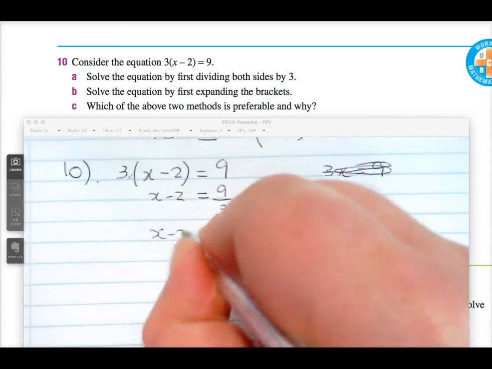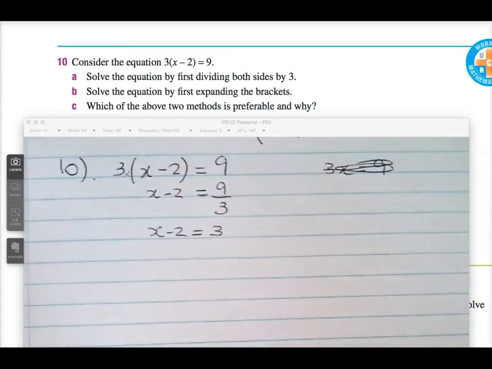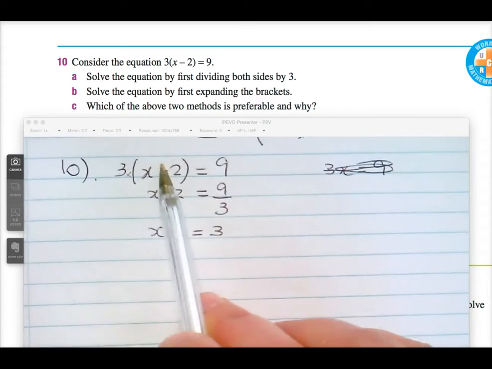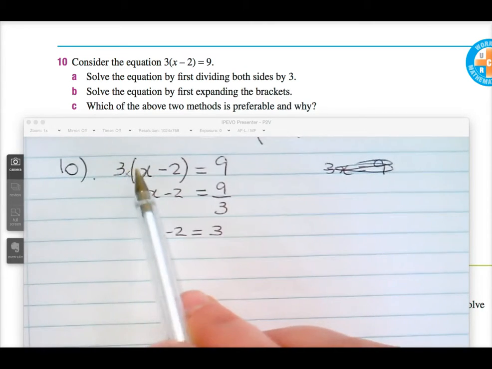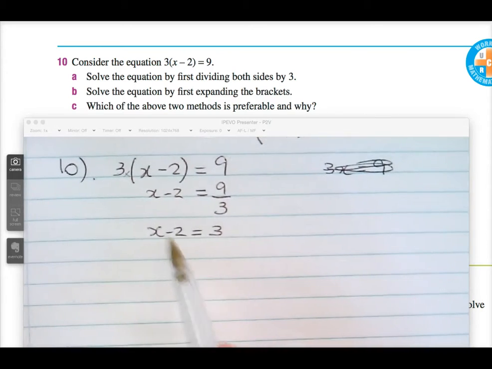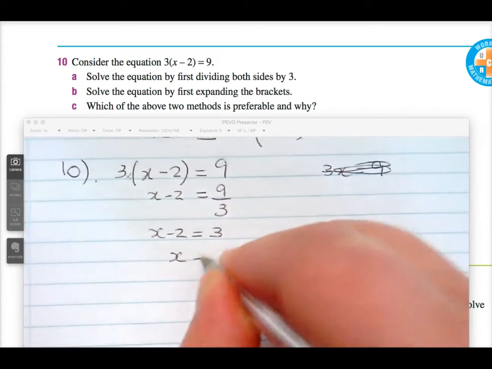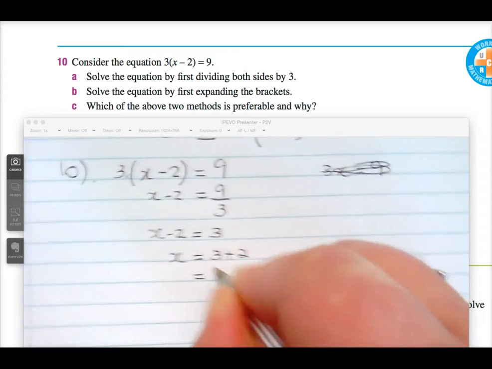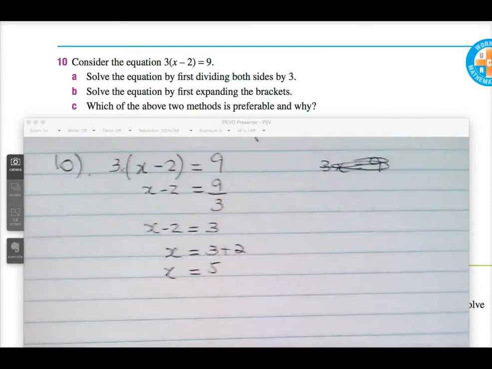Do you see what I've just done? You can do it this way. So x minus 2 equals 3. See, it's 3 times all of that equals 9. Opposite of times 3 is divide by 3. So x take away 2 equals 3. Therefore, x equals 3 plus 2, which is 5. That's one way of doing the question.